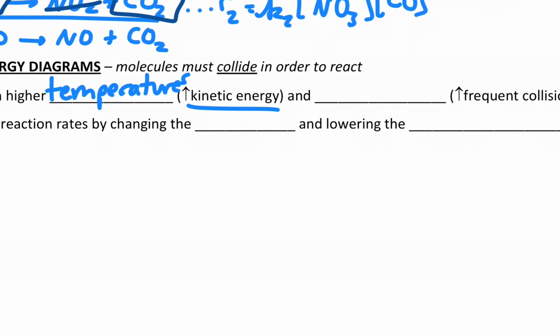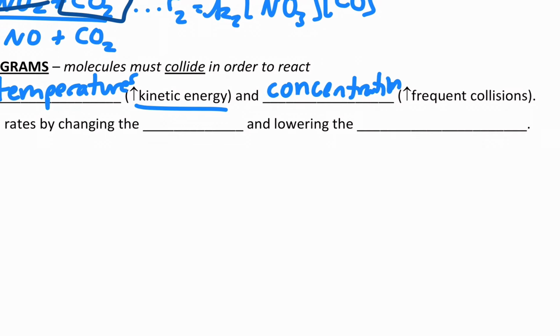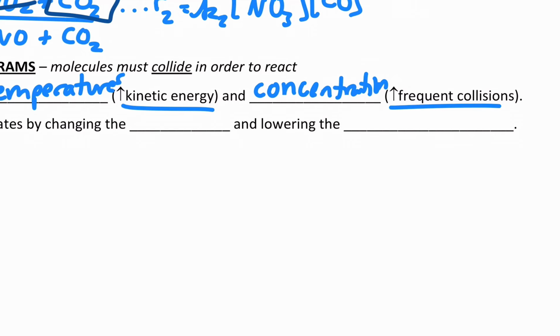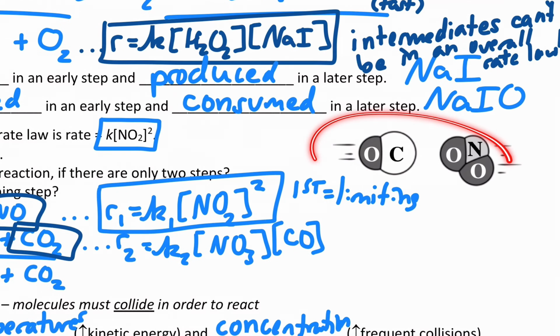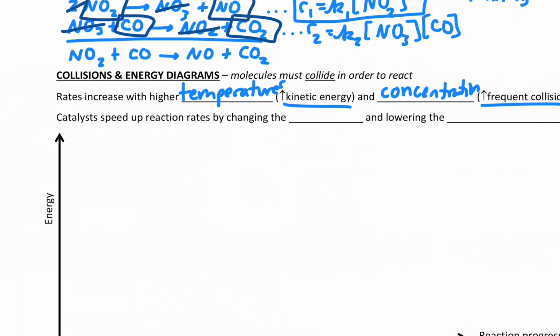Rates also increase with a higher concentration. Just getting those things closer together causes them to react faster because you increase the frequency of collisions. It's more likely for them to bump into each other. If you picture particles having to collide effectively to react, I want these to have more energy, more kinetic energy, and I want them to be closer to each other. And that's how you do it. You heat them up and you concentrate it.